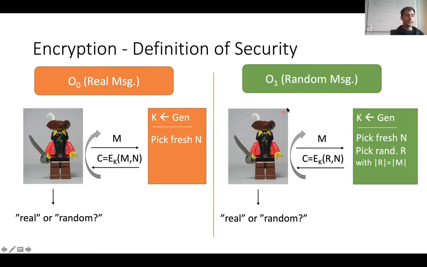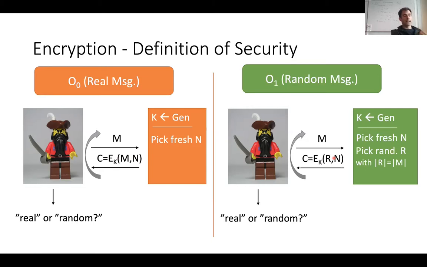On the right side, there is this other box. What does this box do? This box also picks a random key, also receives a message from the adversary, and also picks a fresh random nonce. But then instead of encrypting the message chosen by the adversary, it chooses a uniformly random message which has the same length as the message chosen by the adversary, and then encrypts this and returns it to the adversary. Now the job of the adversary is to distinguish whether he is being returned an encryption of the message he chose or an encryption of a completely random bit string.